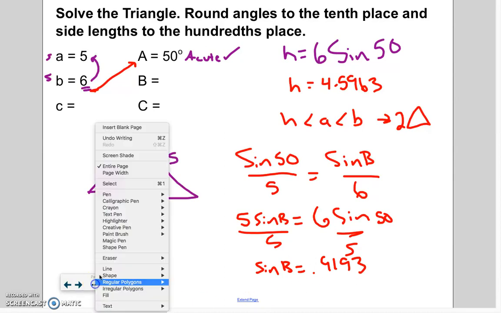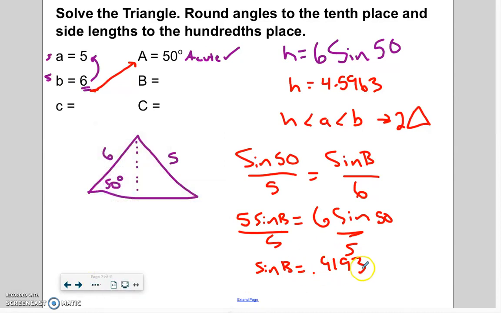0.9193. And a little reminder from previous chapters, we know that when we're taking an inverse with sine, your domain has to be between -1 and 1. So that value that you're doing the inverse of has to be between those two. This is a good value. It's less than 1, greater than -1, therefore we can take the inverse. And when you take the inverse of that answer, we get an angle measure of B equaling 66.8 degrees. That is this angle right here, 66.8.